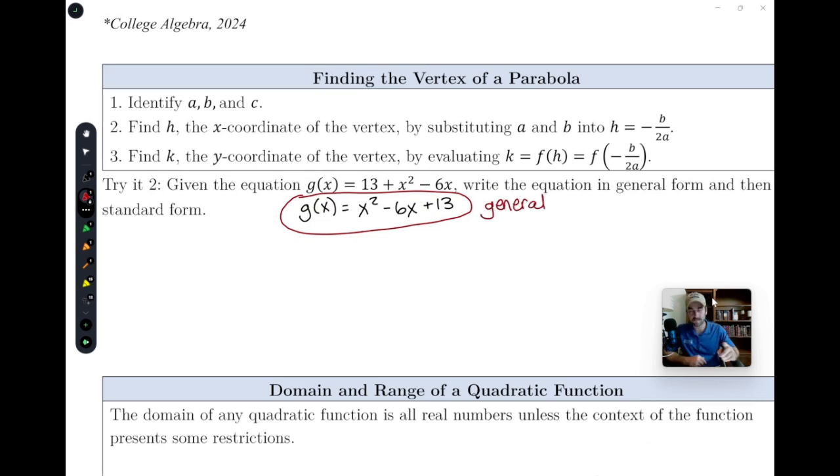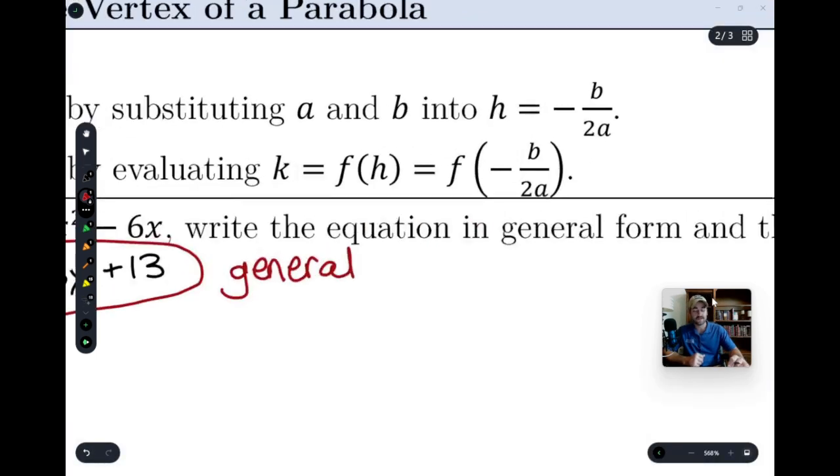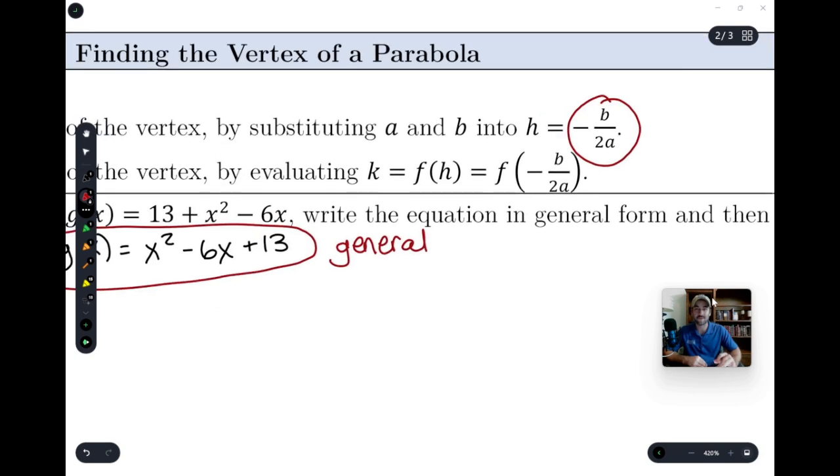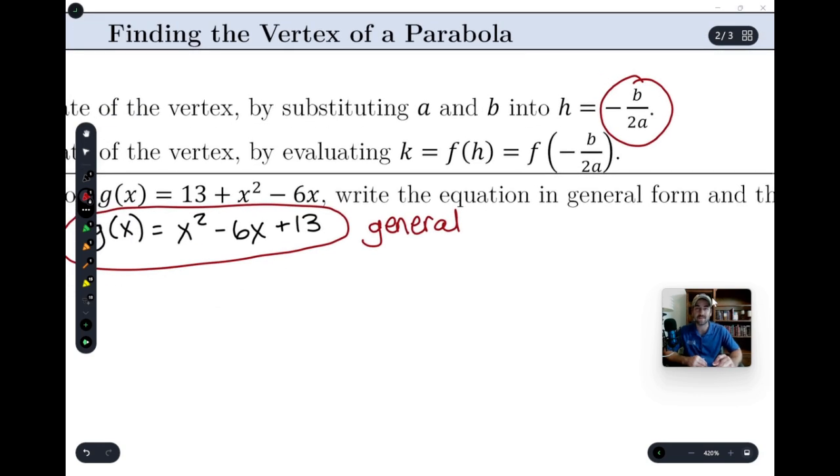Standard form is a little tougher. In standard form, we have to find the vertex. But the nice thing is they've given us a sweet formula. We could also complete the square to find the vertex, which uses the properties from the quadratic equation section, or quadratic formula section, of the book back in chapter 2.